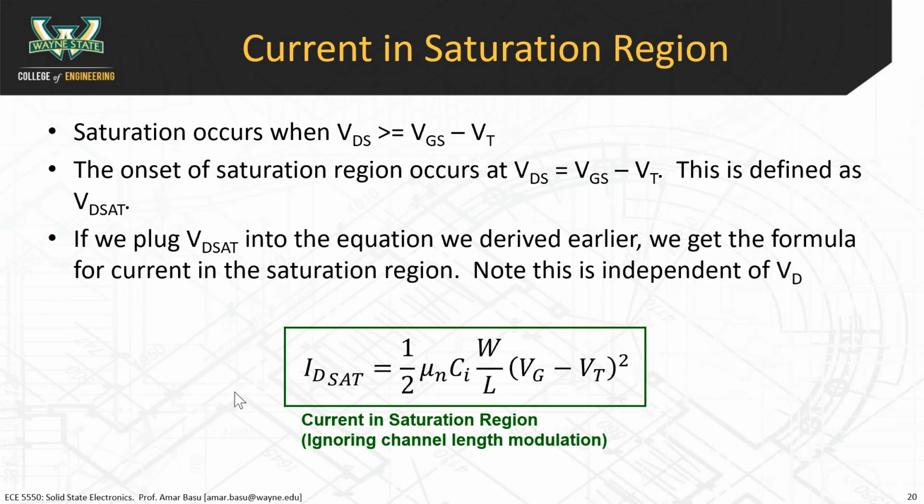So what we're drawing here essentially, this is VD, this is I sub D. The triode region looks like this, and then it starts to curl over like this, and the saturation region begins here. So this is saturation, and this is triode.